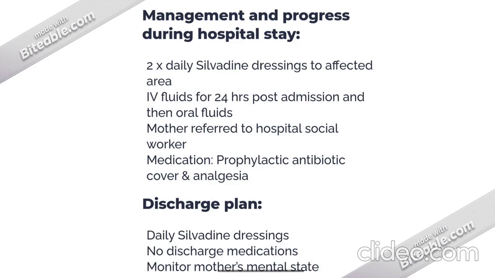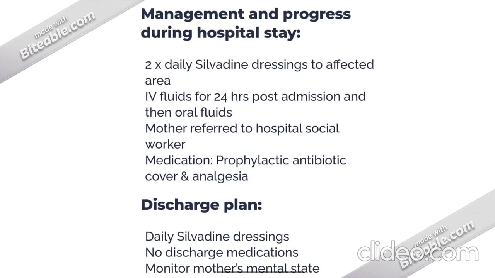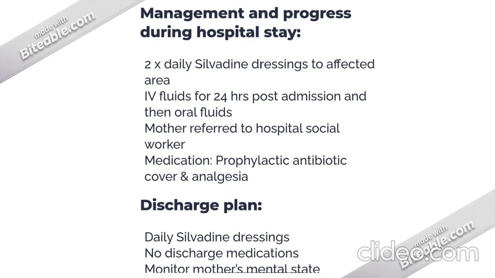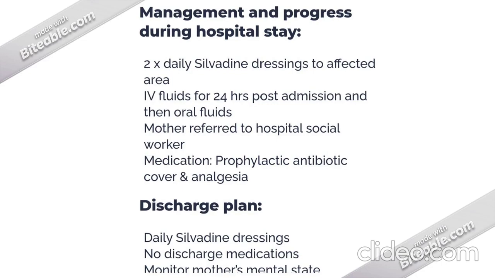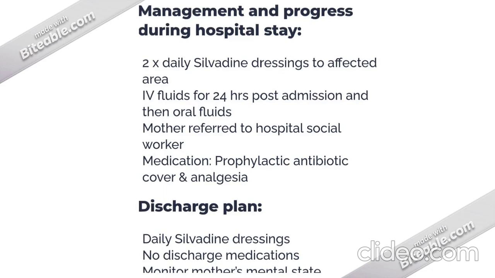Management and progress during hospital stay: 2 times daily Silvadin dressing to affected area, IV fluids for 24 hours post admission, and then oral fluids. Mother referred to hospital social worker. Medication: prophylactic antibiotic cover and analgesia. So these are relevant data. We should write them in our letter. And the discharge plan: all of this discharge plan will come under our recommendation paragraph.